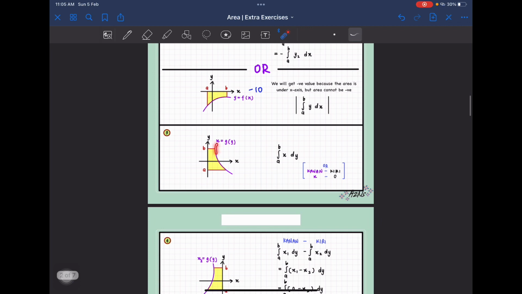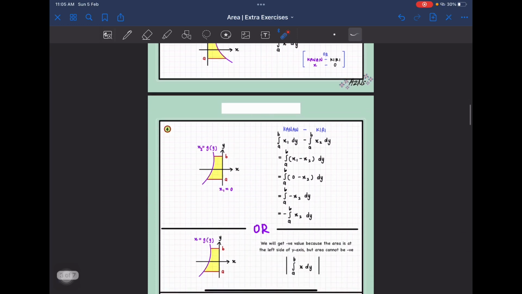So this is kanan kita, this is the kiri kita. So kanan is X, kiri adalah 0. Okay, so kanan adalah X, kiri adalah 0. So bila kanan tolak kiri, dia mesti dy. Okay, kanan tolak kiri dy, atas tolak bawah dx.